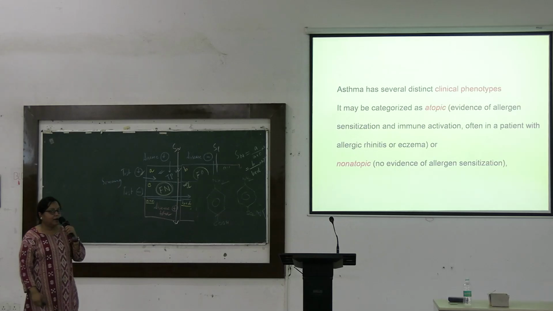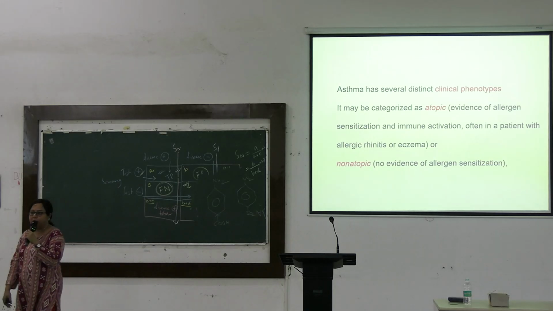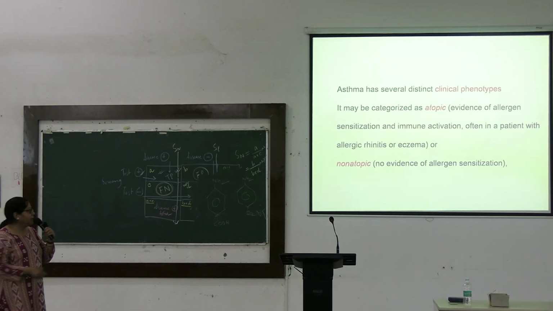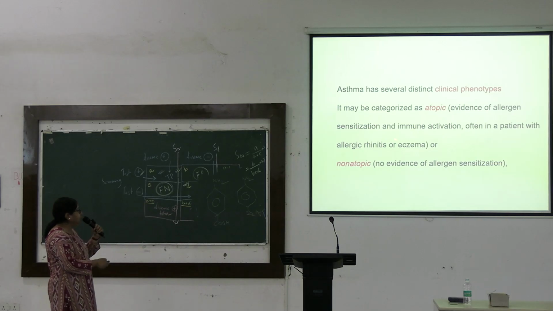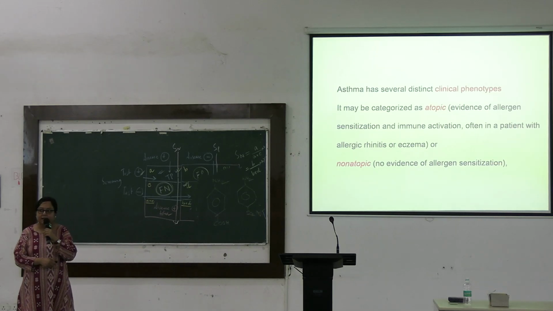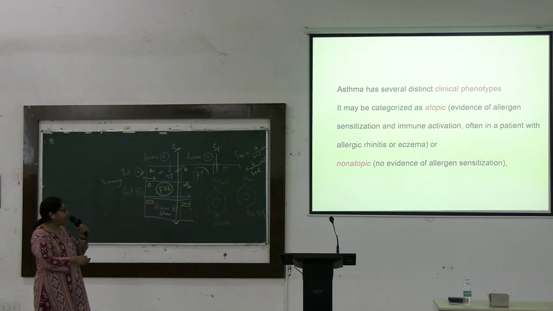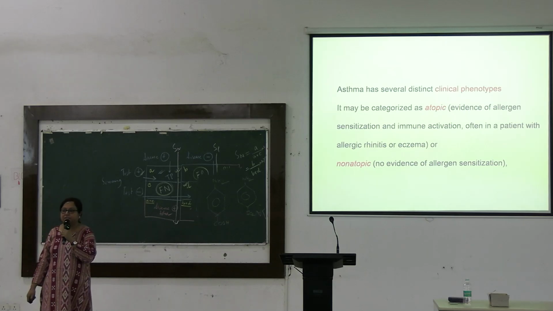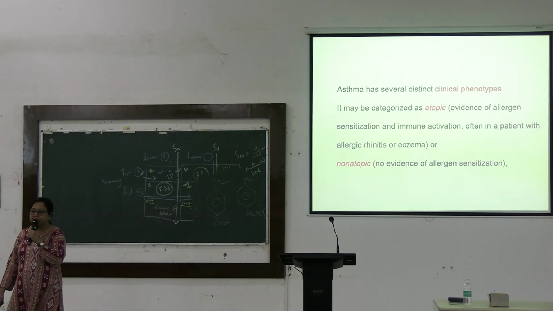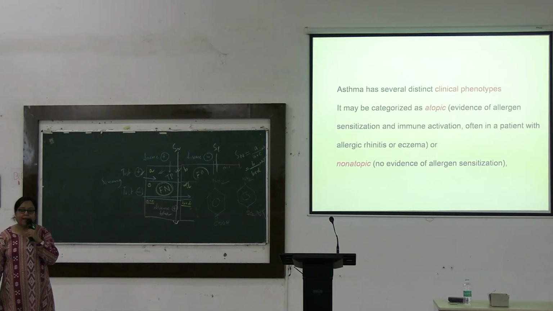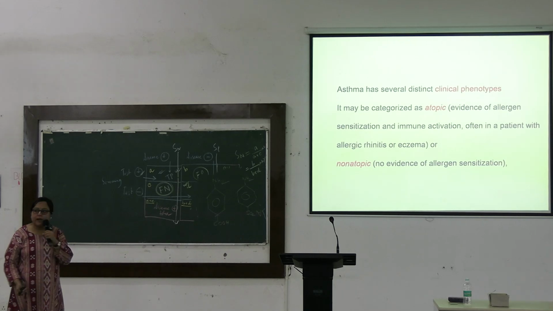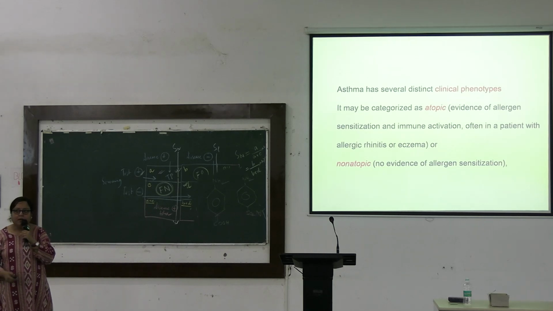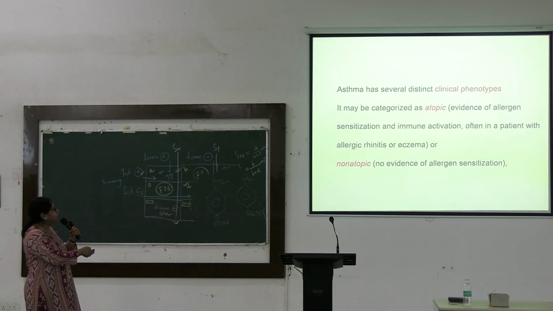So asthma has many clinical phenotypes. One is atopic, another one is non-atopic. So in atopic, there is allergen sensitization and immune activation. Often in patients with eczema or allergic rhinitis, that is atopic asthma. And another is non-atopic, where there is no allergen involvement.